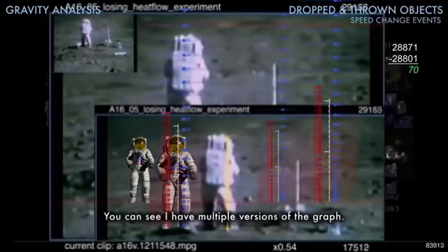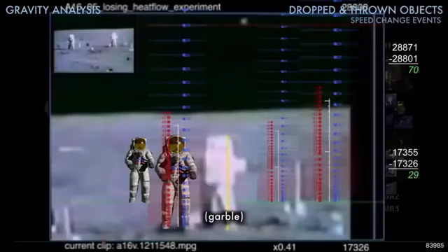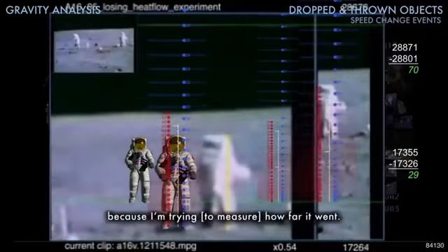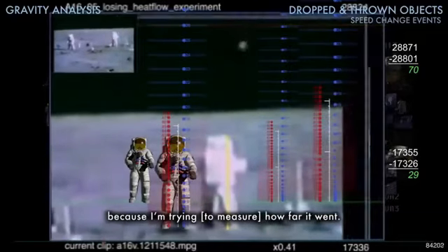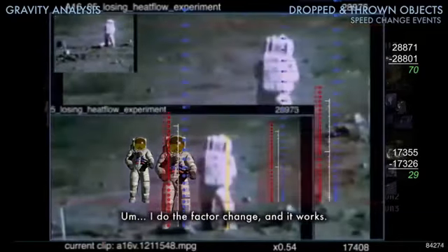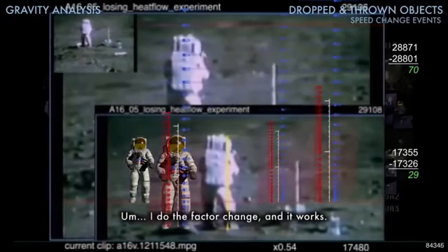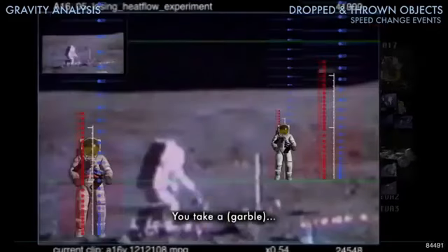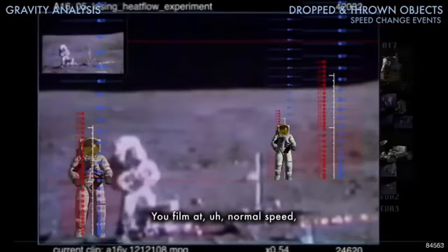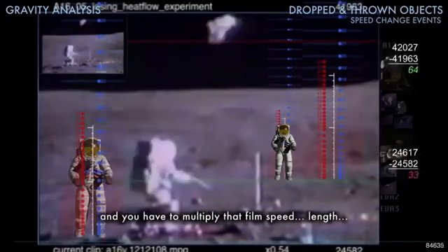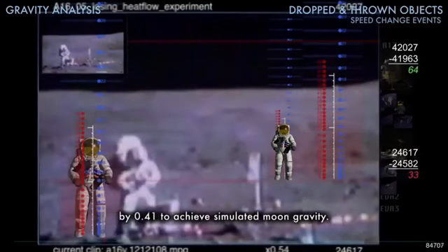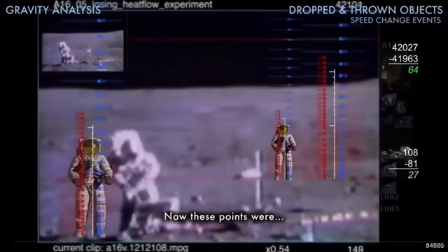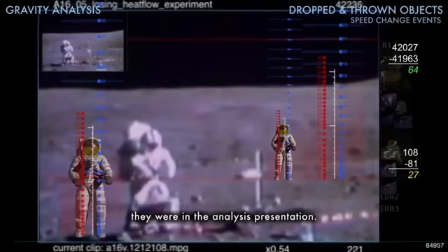You can see that I have multiple versions of the graph. One is in the background. You can see I have two moon men astronauts because I'm trying to measure how far it went. I do the factor change and it works. 0.41. Why 0.41? Because that's your film at normal speed, and you have to multiply that film speed, the length, by 0.41 to achieve simulated moon gravity. Now these points were in the analysis presentation.